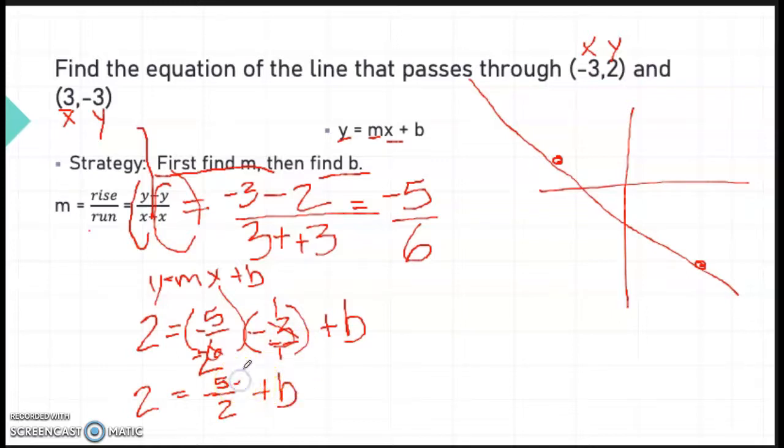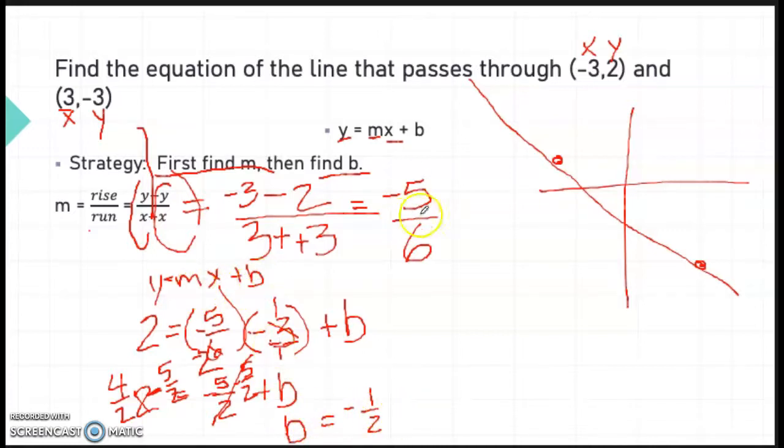Then I subtract 5 halves. Subtract 5 halves. 2 minus 5 halves. I'm going to have to convert this 2 into halves to get common denominators. So now I have 4 halves minus 5 halves equals, and this cancels, so it equals B. So B equals -1/2. But wait, there's more. I am not done.